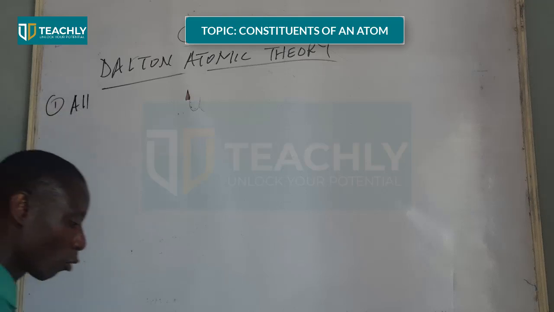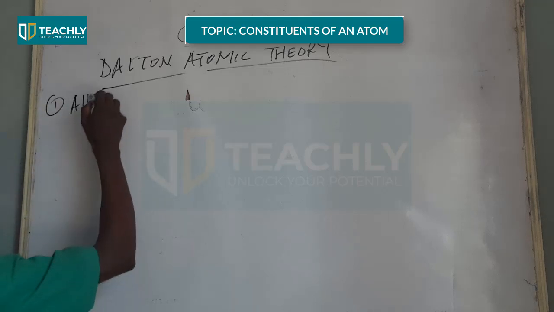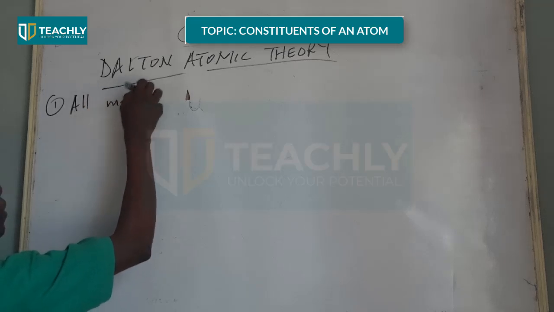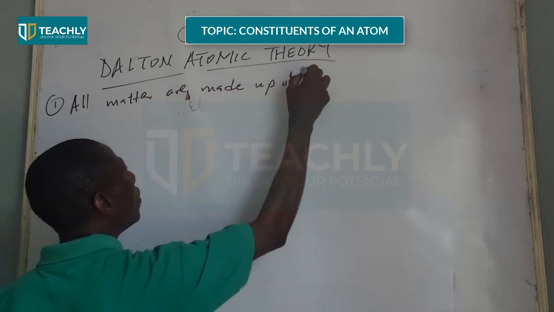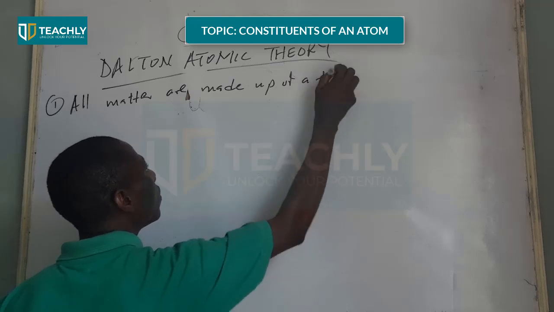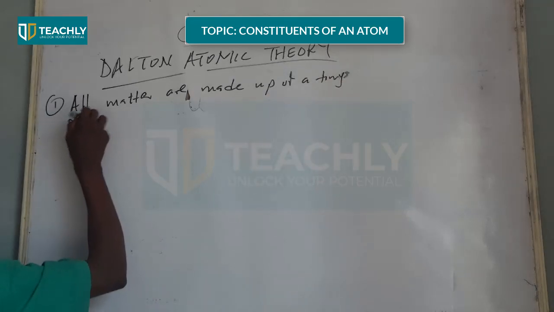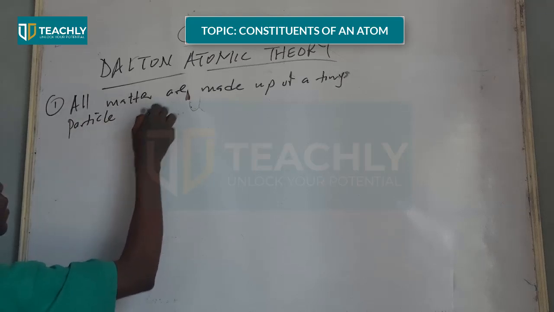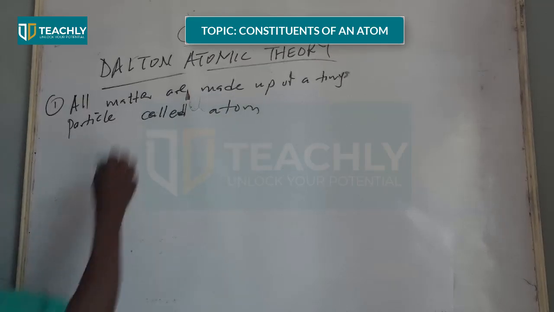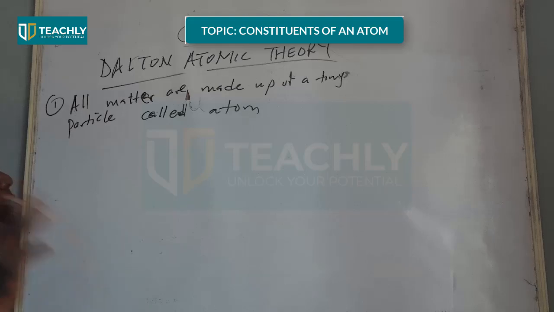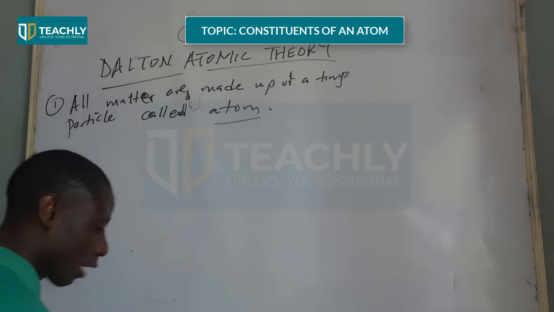all matter is made up of a tiny particle called atom. That is what the Dalton atomic theory is saying, that anytime you see a substance called matter, it must have a tiny particle inside it, referred to as what? As atom. Irrespective of the state of that matter, it must have an atom.